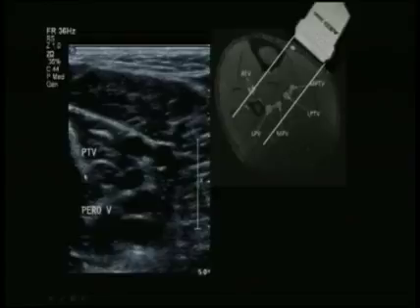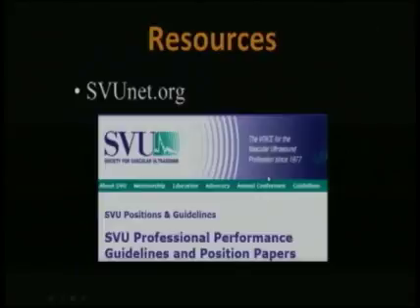You can get an idea here of the tibia. Here is the fibula in this image. Here we identify the posterior tibial artery and its accompanying veins, the peroneal artery and its accompanying veins. So again, you can use the bony structures to identify the vessel of interest in the leg.